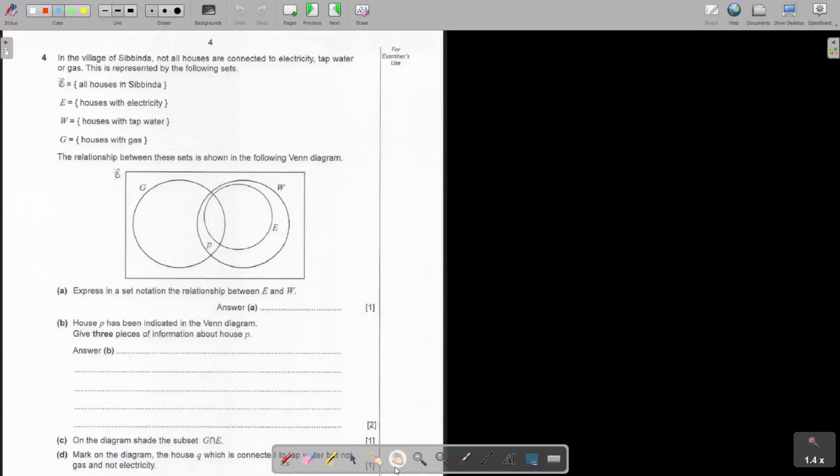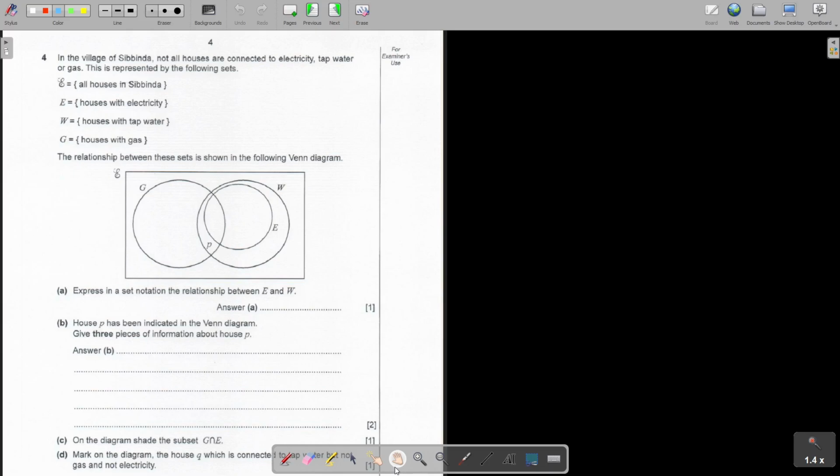Question number 4. In the village of Sabinda, not all houses are connected to electricity, tap water or gas. This is represented by the following set. So E, that means the total Venn diagram, all houses in Sabinda. Then they have another E, not that Venn diagram, the houses with electricity. Okay, so there is the electricity.